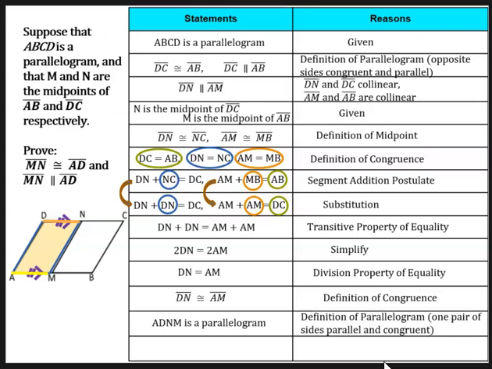And since ADNM is a parallelogram, I know that opposite sides must be congruent and parallel, meaning that segment MN is both parallel and congruent to segment AD.